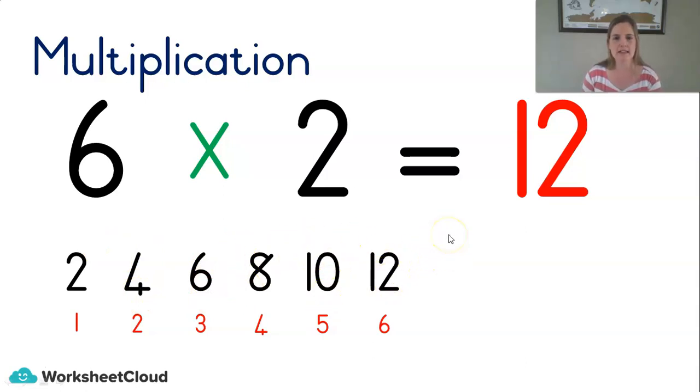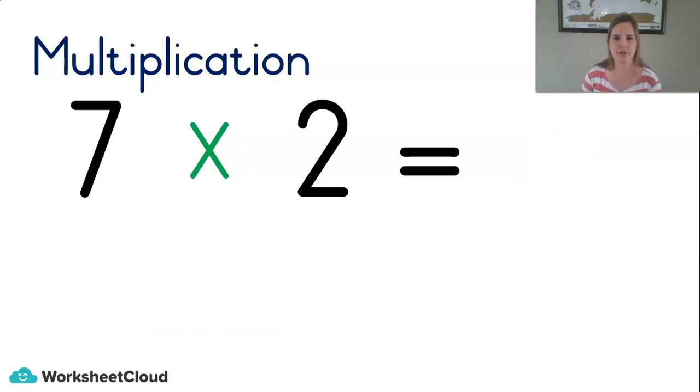2, 4, 6, 8, 10, 12. There we go. 6 times 2 is 12. Next one, 7 times 2. Are you ready? Let's count in twos.